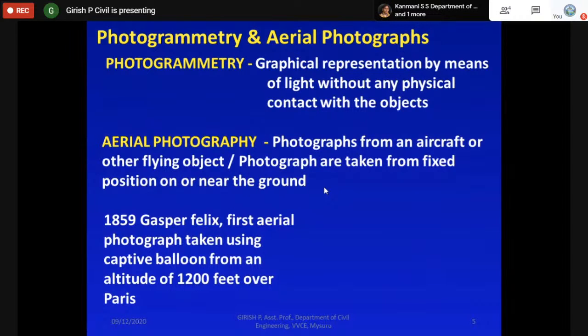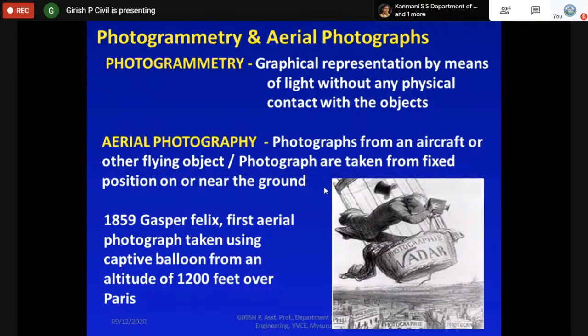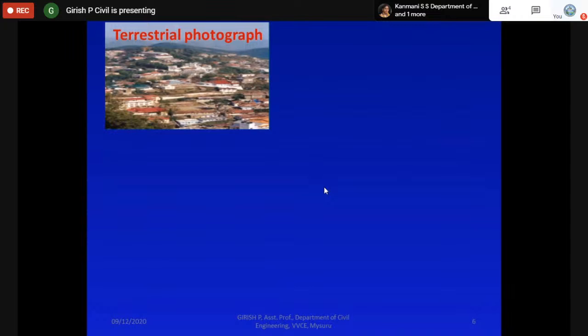When we speak of aerial photographs, initially in the year 1859, Grasper's first aerial photograph was taken from a captive balloon, covering the area at an altitude of 1,200 feet. The first aerial photograph in the year 1859, by use of a captive balloon, the name of that balloon was Queen of Air. So the first aerial photograph was taken with the captive balloon called Queen of Air. Coming to that, more about the photographs. We have a terrestrial photograph.